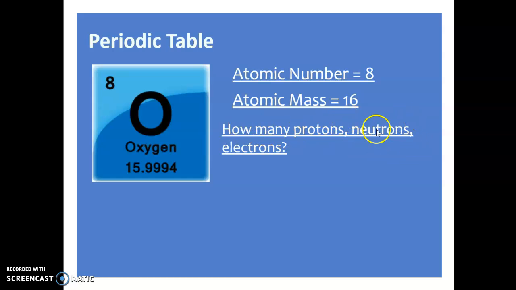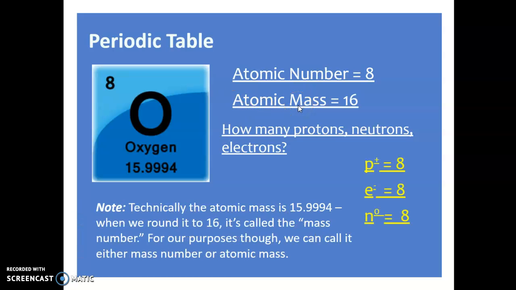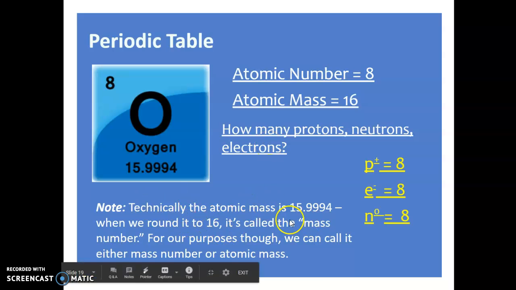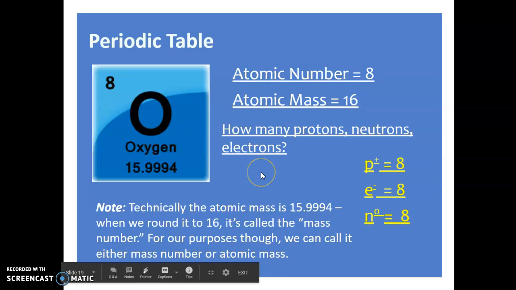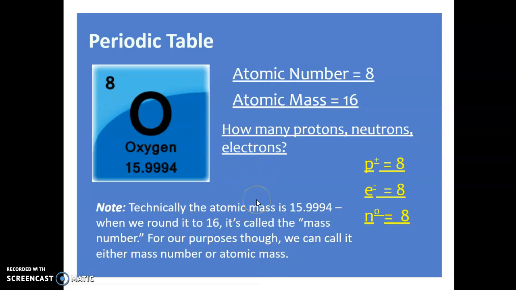Now neutrons, you have to do a little math. You have to take the atomic mass number and subtract the atomic number. So 16 minus 8 is 8. In this case, the numbers are the same. Just a side note, technically, the atomic mass is actually 15.9994. When you round it, it becomes the mass number, but I'm not going to quiz you on that. So just know that's why I put all 3 words together and call it atomic mass number.